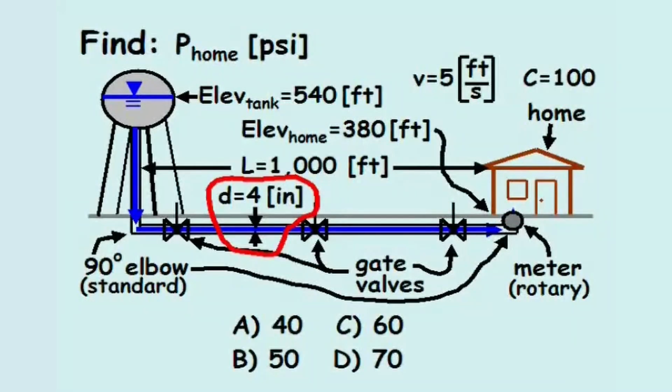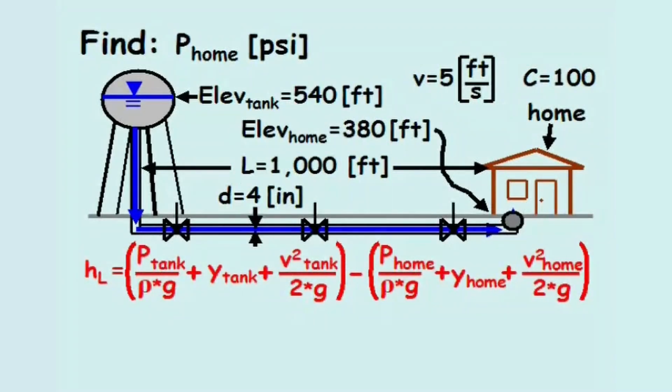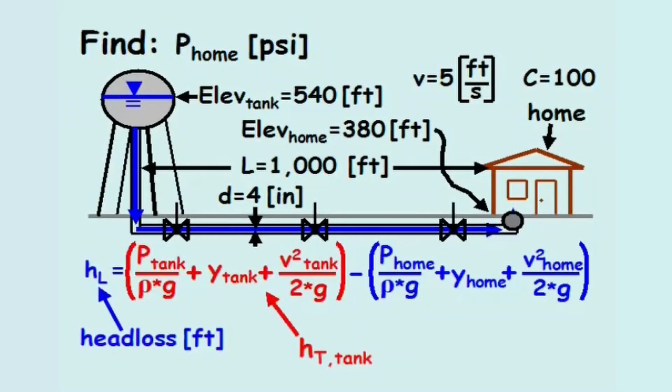A 4-inch diameter pipe conveys water from the tank to the home, and various pipe appurtenances and flow parameters are also labeled. To find the pressure at the home, we'll begin with Bernoulli's equation, which states the head loss between the tank and the home equals the total head at the tank minus the total head at the home.